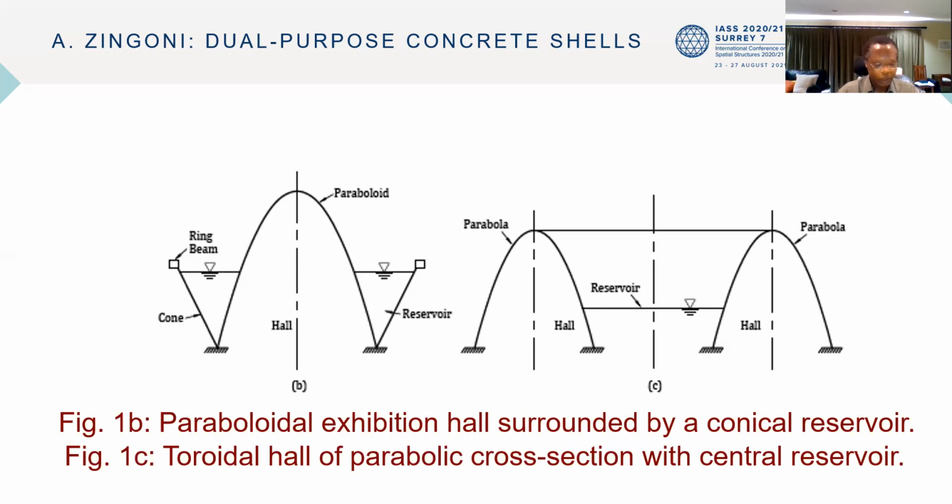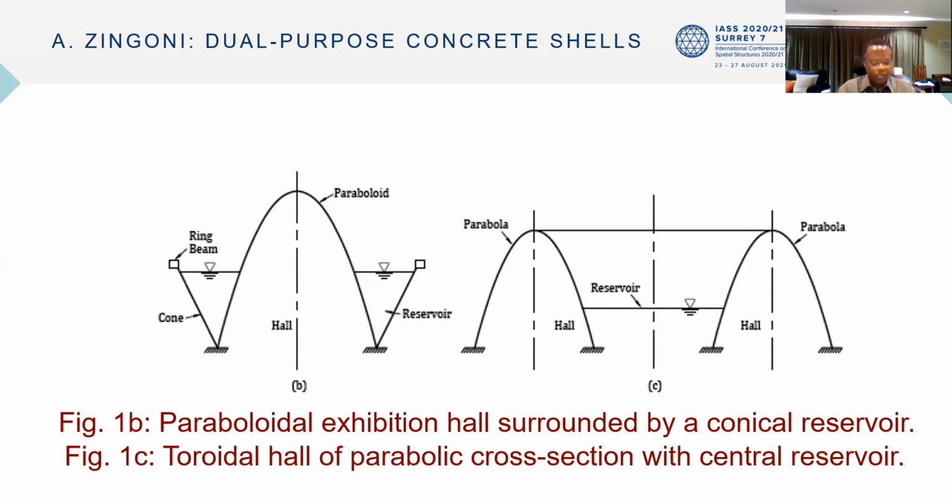On the right of the slide, we have a toroidal dome of parabolic cross-section. The interior of the toroid serves as a ring-shaped exhibition hall. The central enclosure, which lies outside the cross-section of the toroid, serves as a water reservoir. The inner region of the toroid of negative Gaussian curvature is therefore a dual-purpose shell. For these configurations, we can easily find the membrane stresses using the membrane theory of shells.